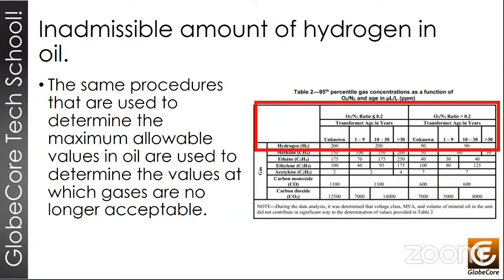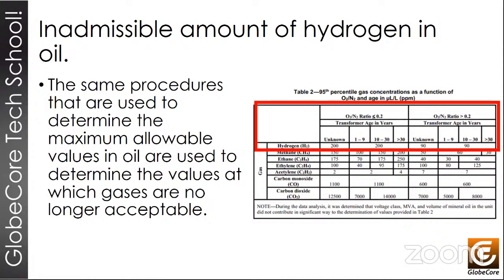The unacceptable amount of hydrogen is determined in much the same way as the allowable amount of hydrogen. So we're going to take into account the same parameters, with which we will start the analysis with the oxygen-nitrogen ratio, and we determine which section of the table we work with. So then we determine the age of the equipment, and then we're going to determine the limits of the hydrogen content. Any value exceeding these limits is going to be considered unacceptable.